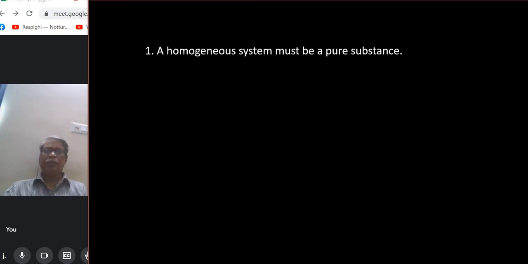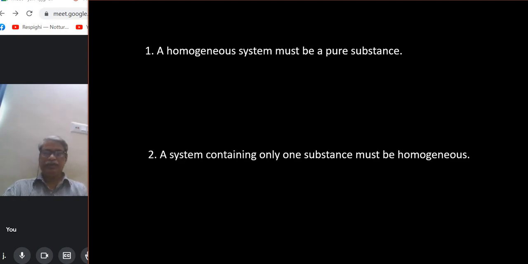Homogeneous system must be a pure substance. So you have to understand what a homogeneous system is. And a related question: a system containing only one substance must be homogeneous. So think about the problem. You can pause after every slide, or you can pause as and when you need, maybe after the first session is over, so it's up to you.